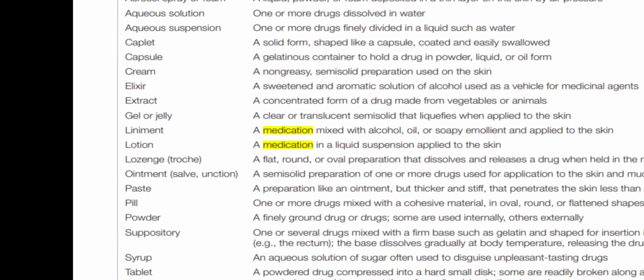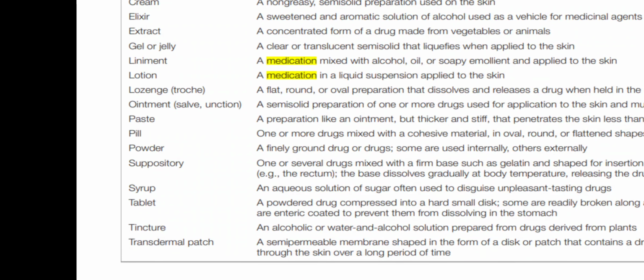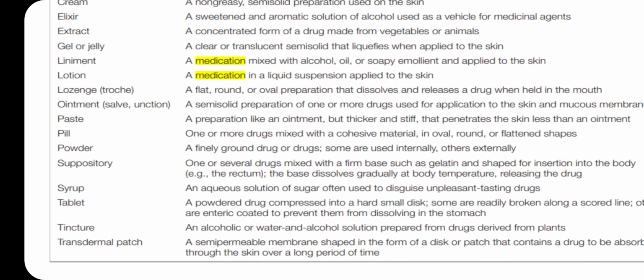We have gel or jelly, a clear, translucent, semi-solid that liquefies when applied to the skin. We have liniment, a medication mixed with alcohol, oil, or soapy emollient and applied to skin. We have lotion, a medication in liquid suspension applied to the skin. We have lozenge or troche, a flat, round, or oval preparation that dissolves and releases the drug when held in the mouth. Okay, yan yung mga strepsils, yung mga katulad niyan.